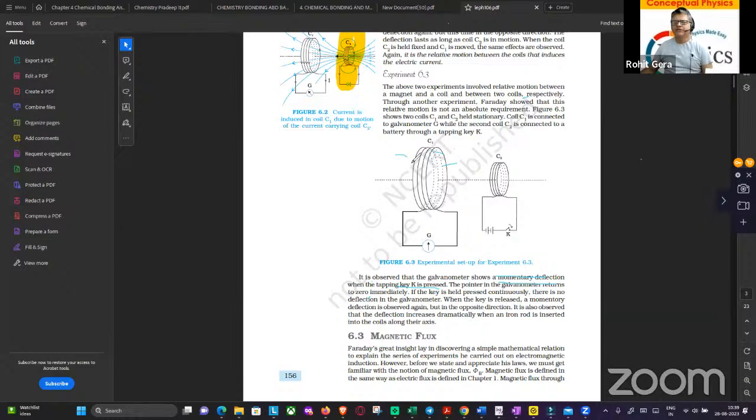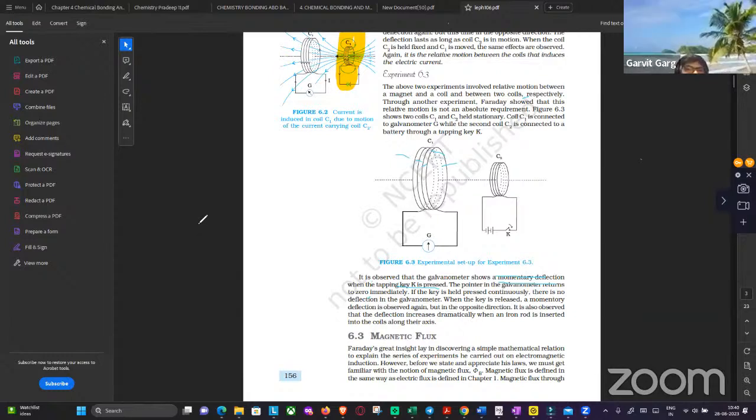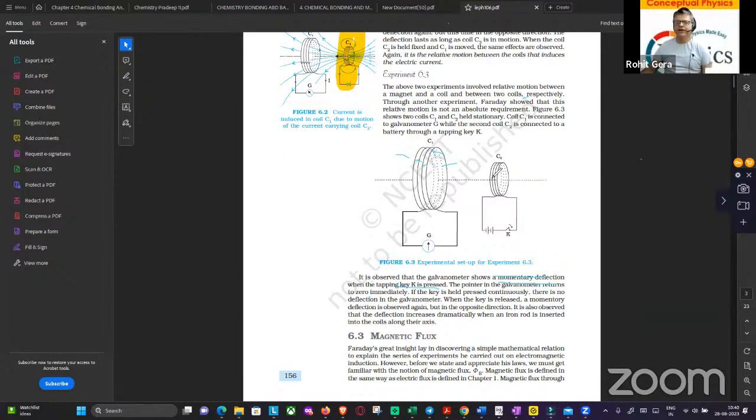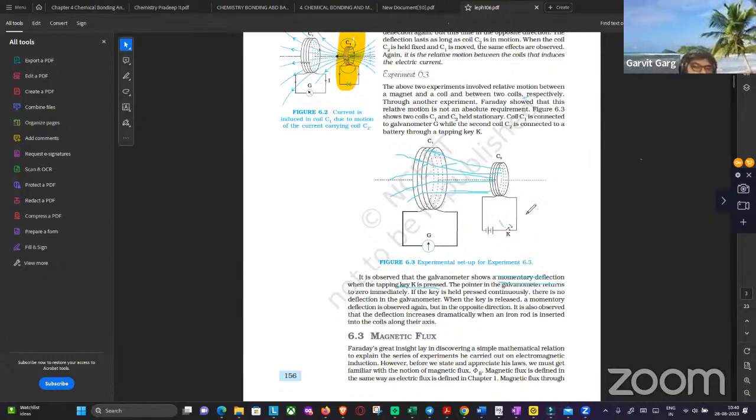So more the number of turns you bring here, more is the EMF, because every turn is experiencing the same dφ/dt. So all the dφ/dt's get added. But your field lines are going like this. So every turn, and for example, you're doing tapping of the key.